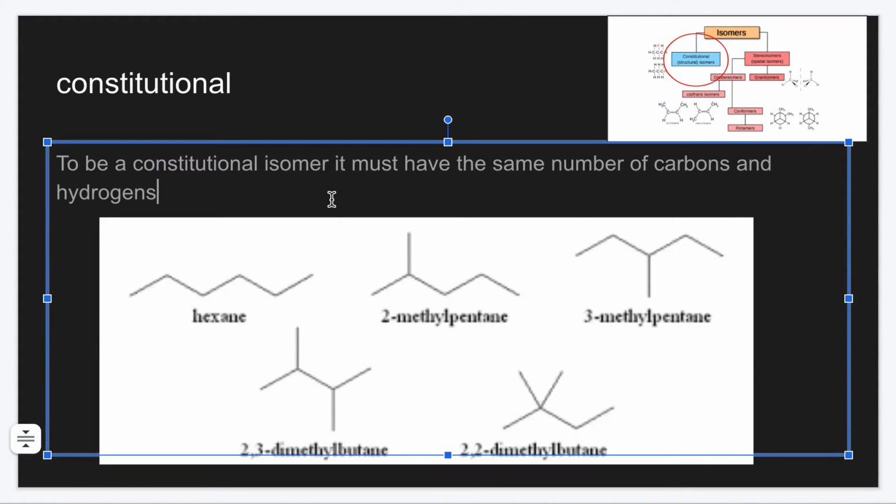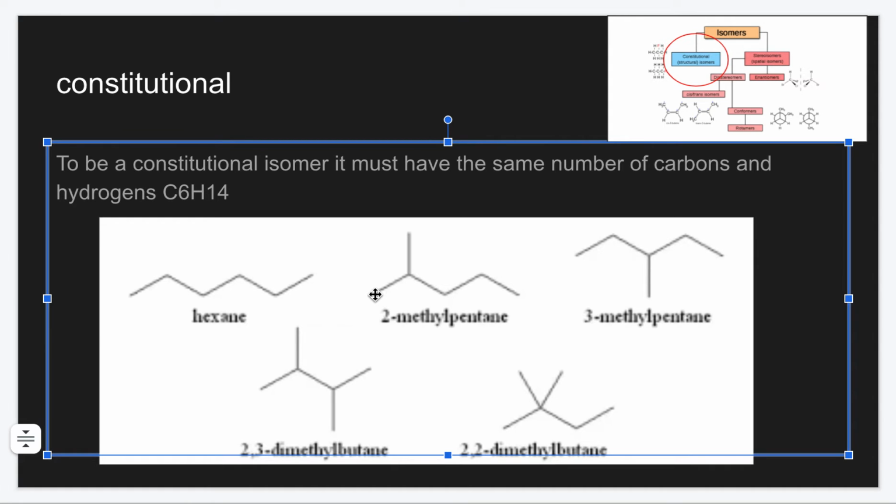Let's see if I can type this out. Carbon 6, and then hydrogen. Oh my gosh, now I'm forgetting how many it was. 1, 2, 3, 4, 5, 6, 7, 8, 9, 10, 11, 12, 13, 14 hydrogens. So if you want to find out if something is a constitutional isomer of hexane, you just need to look if it has the same amount of carbons and hydrogens.